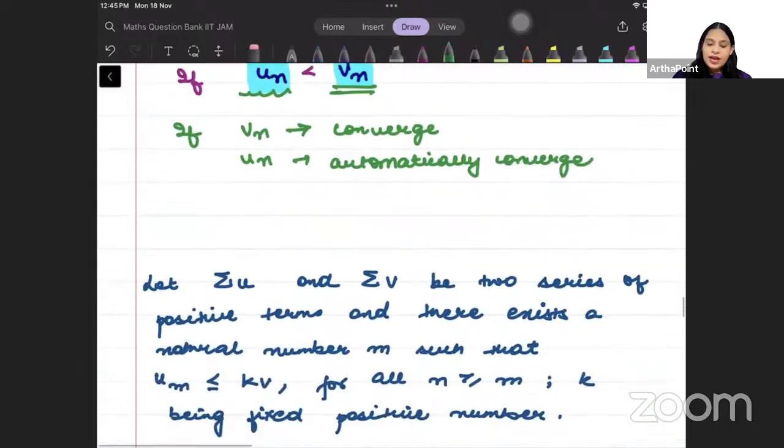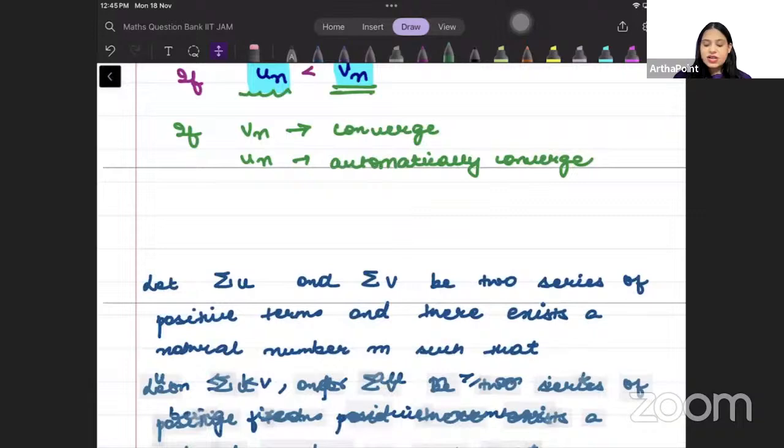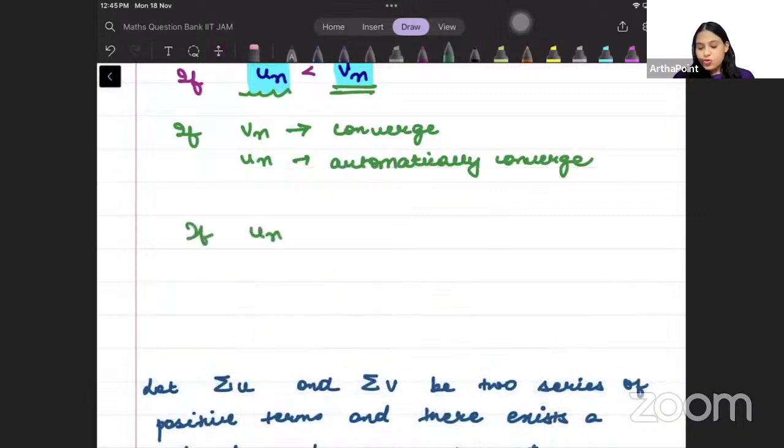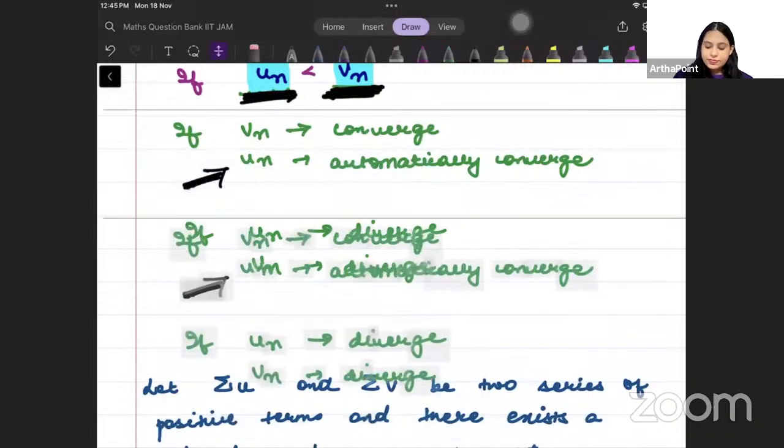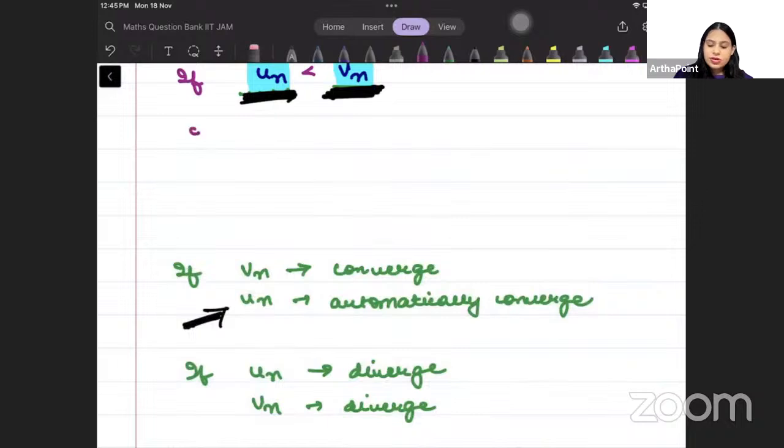And if the smaller one itself is diverging, so if Un diverges, then the bigger has to diverge. So Vn will automatically diverge. So if the bigger is converging, the smaller will definitely converge. If the smaller is diverging, the bigger will automatically diverge. But if the bigger is diverging, then we don't know what will happen to the smaller.